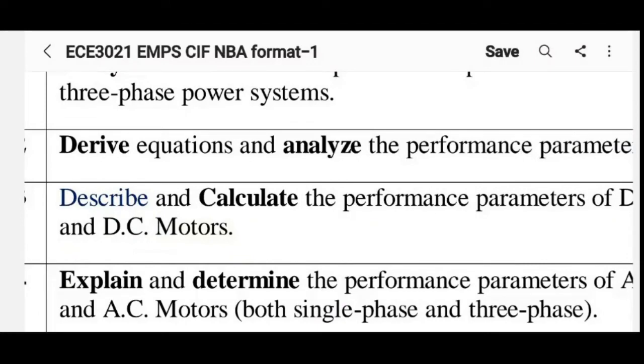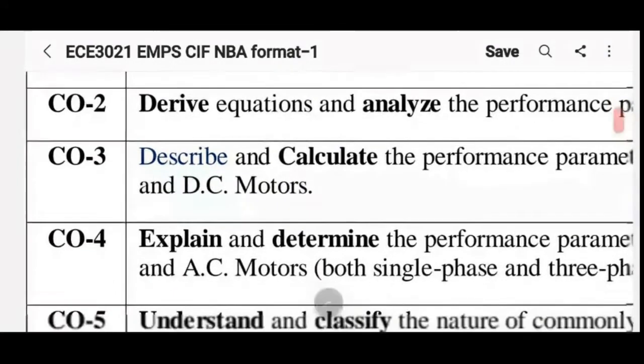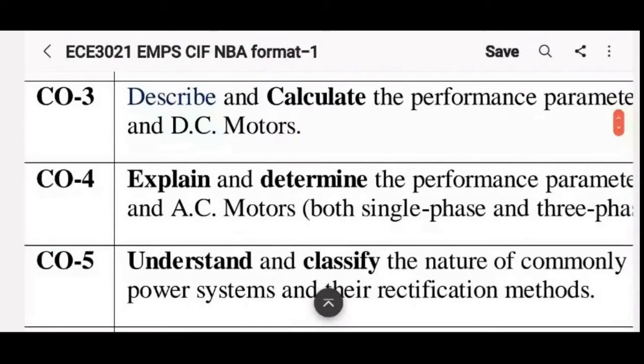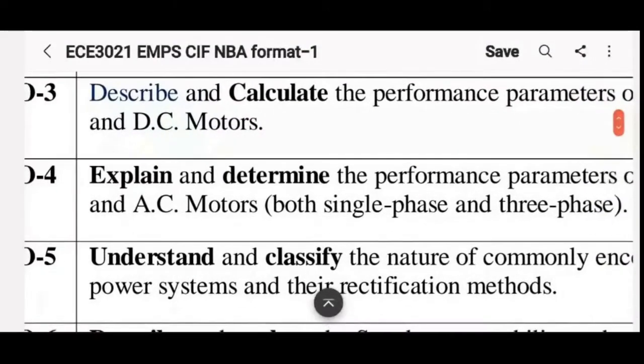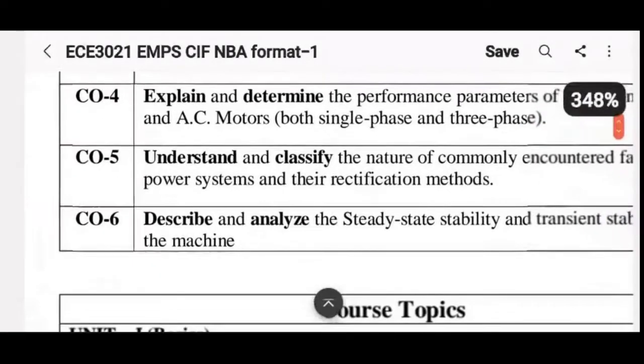Sometimes we do it the other way around. It all depends. But these two have to be done, and one of them will definitely take you to the midterm exam. Then we move to AC machines. That means AC generators and AC motors, both single phase and three phase. And finally, we have the two objectives that talk about the power system as a whole.